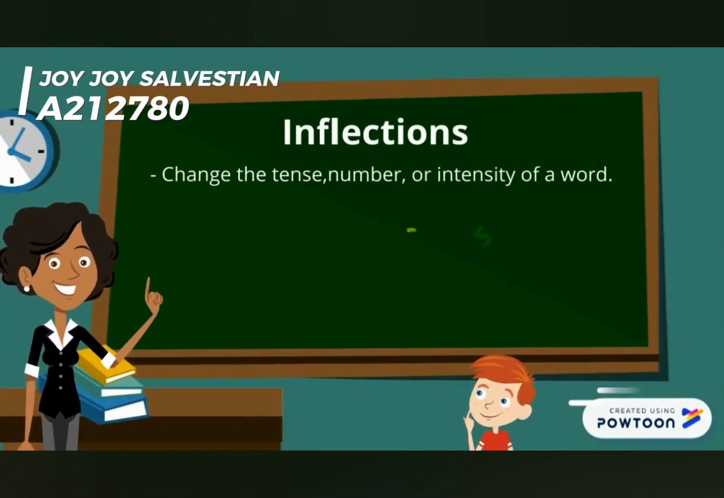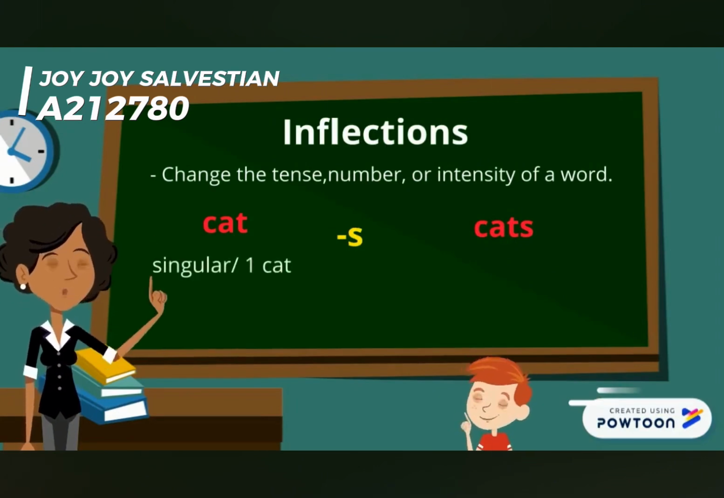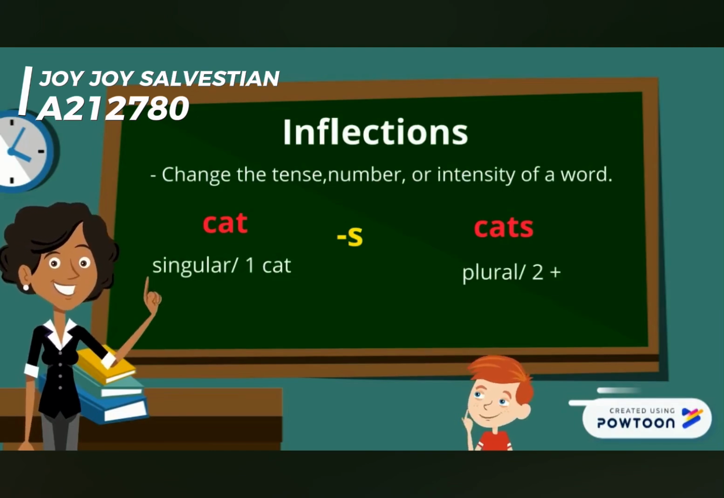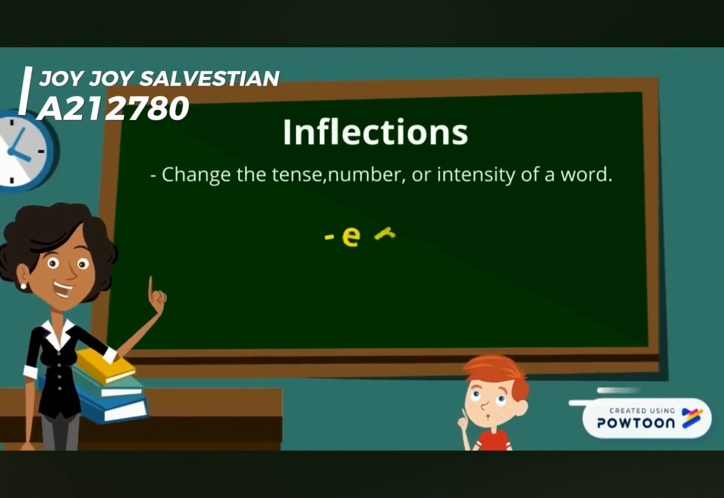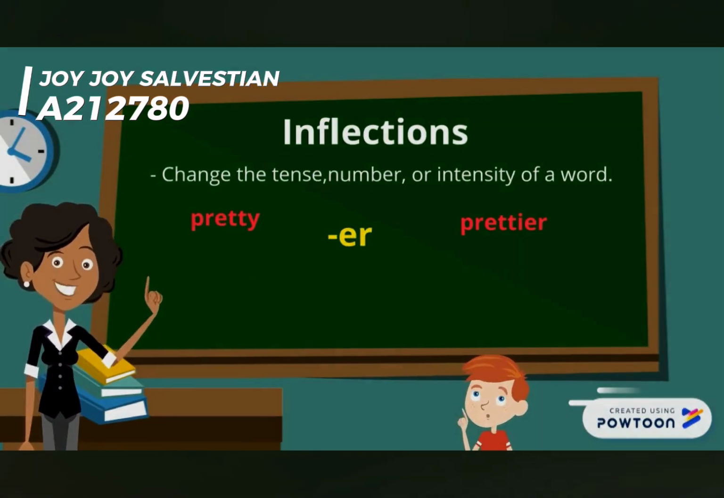Our next suffix is s. S changes a word from singular to plural. Cat is singular for only one cat. Cats is plural for 2 or more cats. This next suffix changes the intensity of the word. Pretty and prettier. How fantastic!